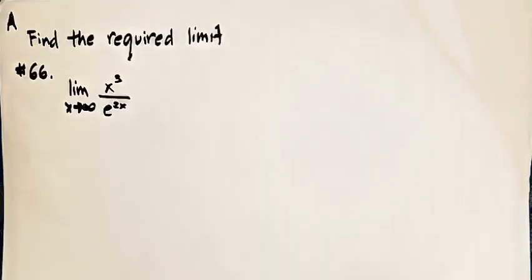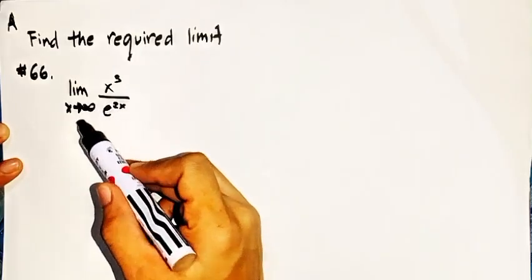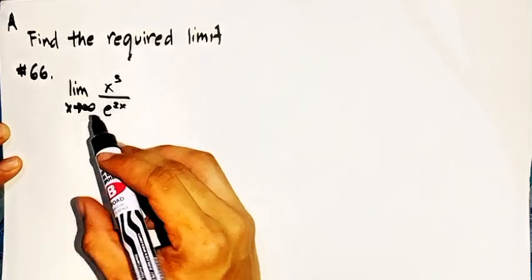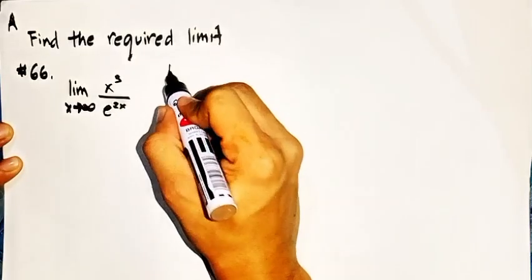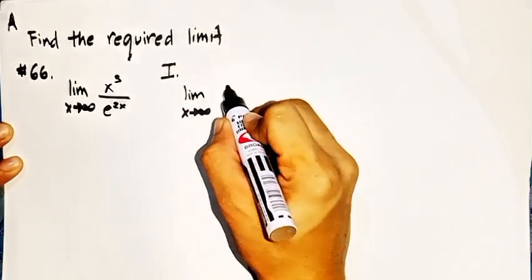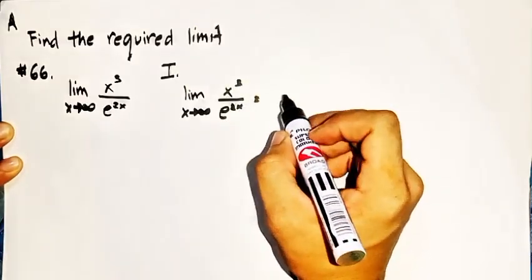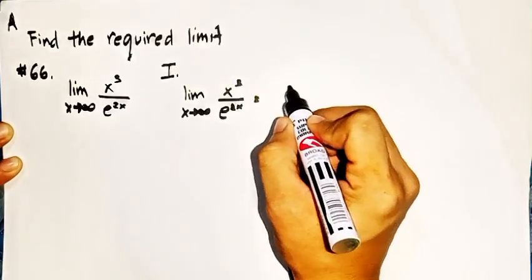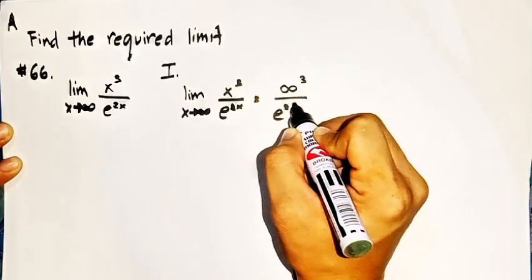This is the first problem for the first topic, which is find the required limit. We have here item number 66, which is limit x cubed over e to the power of 2x, where x approaches infinity. To solve this problem, let's first try the direct substitution. By direct substitution, let's substitute infinity to our x. So we have infinity cubed over e to the power of 2 infinity.